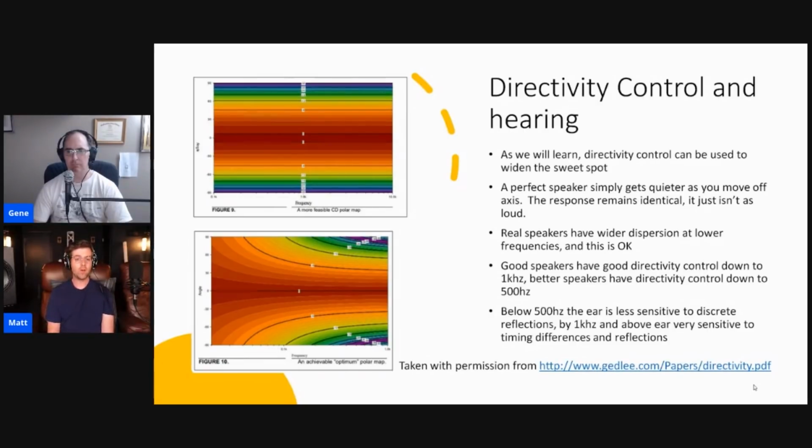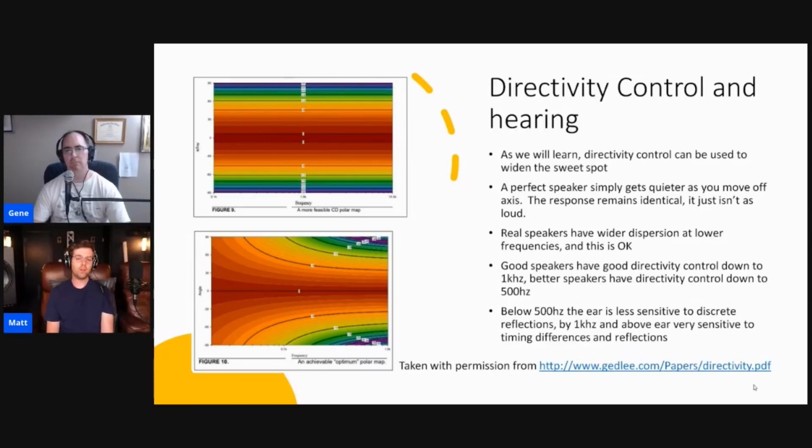Real speakers, though, have wider dispersion at lower frequencies, and this is okay. In the top graph that I'm showing you there, that's a perfect ideal speaker. The directivity index of that speaker would be flat all the way down to 20 hertz and below. Such a speaker really doesn't exist. Most speakers become more omnidirectional as you get into the lower frequencies. A lot of people think, then what's the point of trying to control dispersion if you have this very uneven directivity index? Well, there's a reason for this.